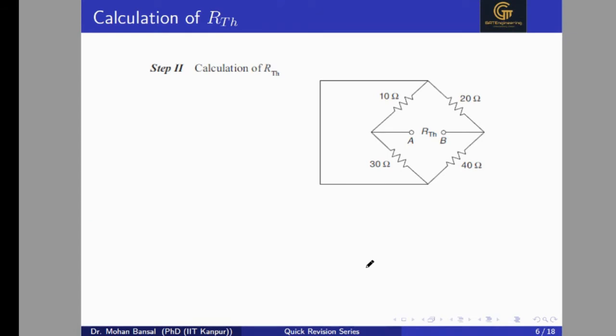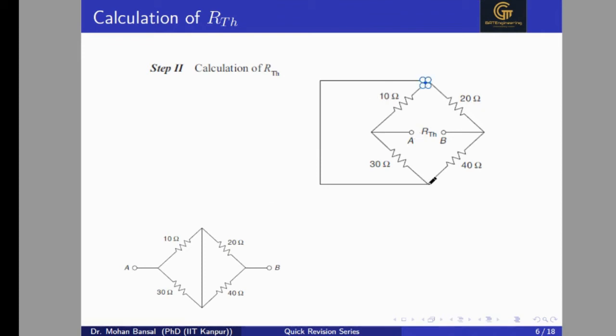Now in the next step, we compute the RTH, and for calculation of RTH, we deactivate all the sources. All the independent sources are deactivated, which means voltage sources behave like short circuits, and current sources act as open circuits. So here the voltage source was given, that is short circuited, and now we have to compute the RTH across these two terminals A and B. And further we can simplify this circuit in this way.